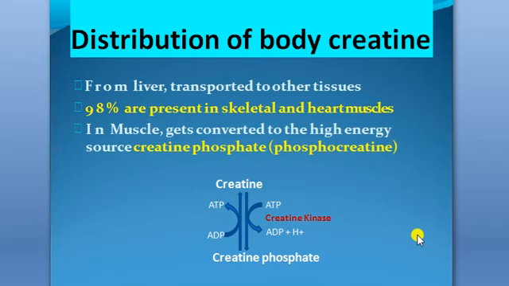Now the distribution of creatine in the body. From the liver, it is transported to the other tissues. As I already said, creatine formation starts from the kidney. Then it enters the liver. After formation, creatine again enters the blood. Then from the blood it enters the kidney. So 98% of creatine is present in skeletal muscle and heart muscle. This is very important. 98% of the creatine is present in skeletal muscle and heart muscle.